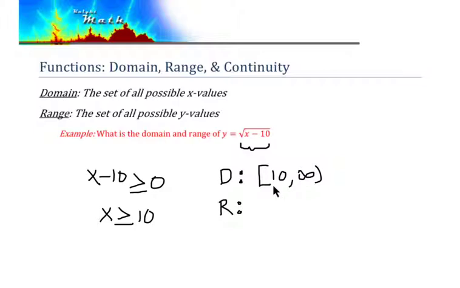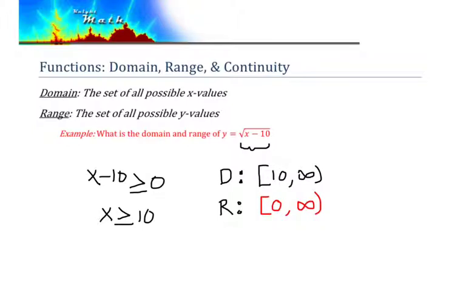Well, what happens as we approach infinity, as we get larger numbers? Let's pick a larger number, maybe 20. If we plug 20 in here, we get 20 minus 10, which is 10. And the square root of 10 would be a positive number, larger than 0. So it's increasing. And so we know that the minimum y value is 0. And then the y value is just going to increase and increase and look like this.